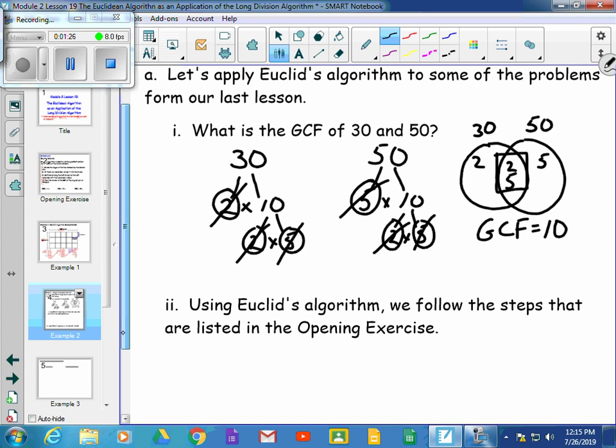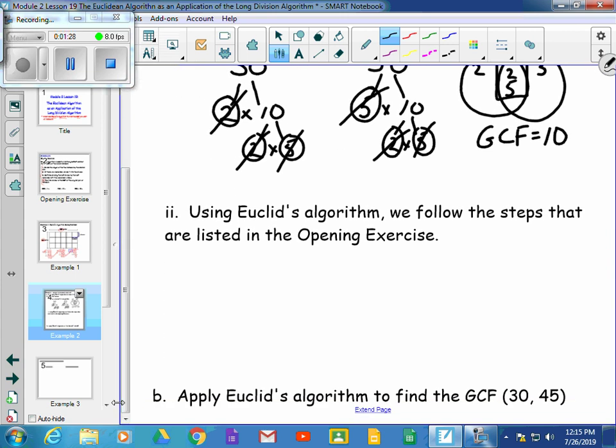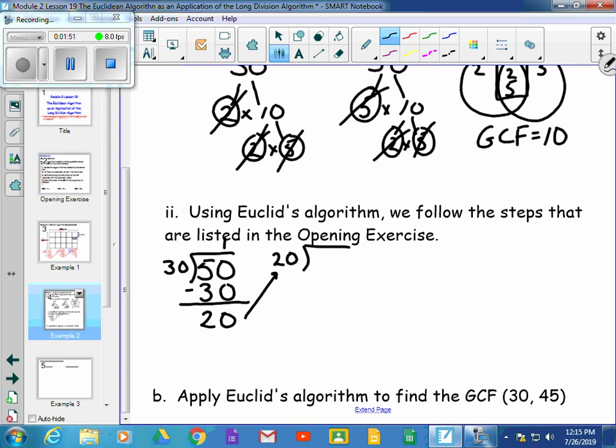Now let's try using Euclid's algorithm. We should end up with the greatest common factor of 10. We take the larger number and divide it by the smaller number, 50 divided by 30. It goes in there one time, subtract. I don't have 0 as a remainder, so I'm going to set up another division problem where the remainder is the new divisor and the old divisor is the new dividend.